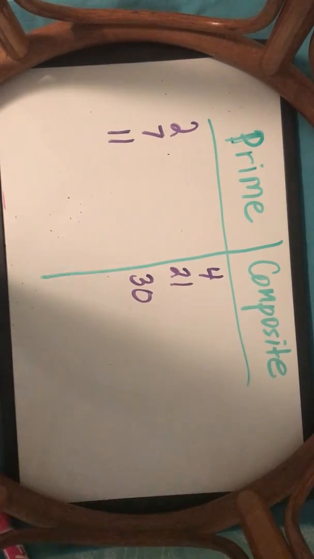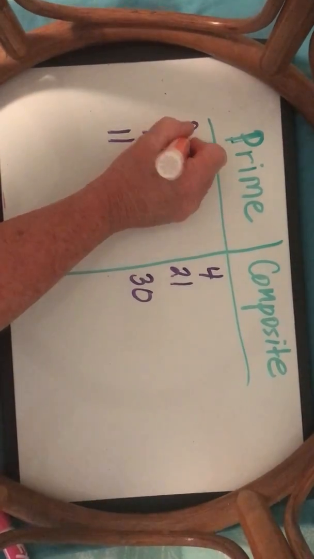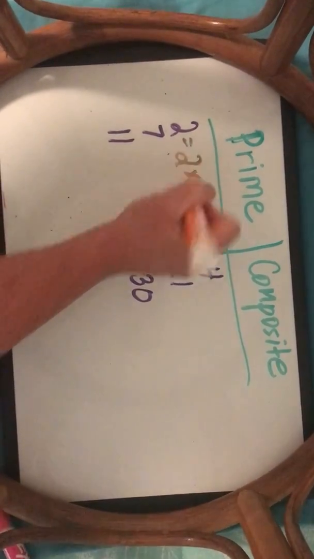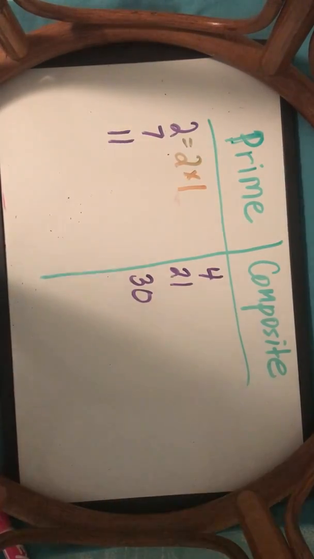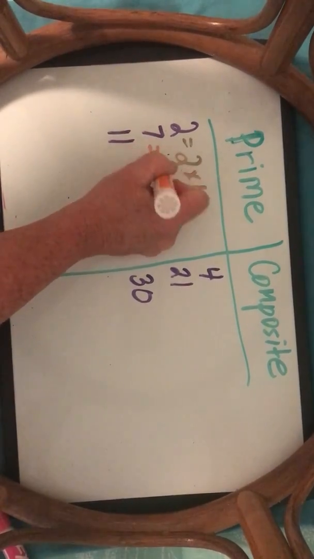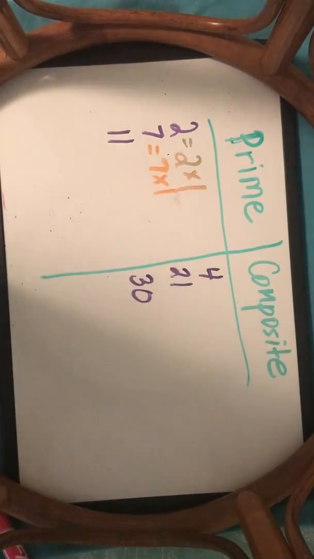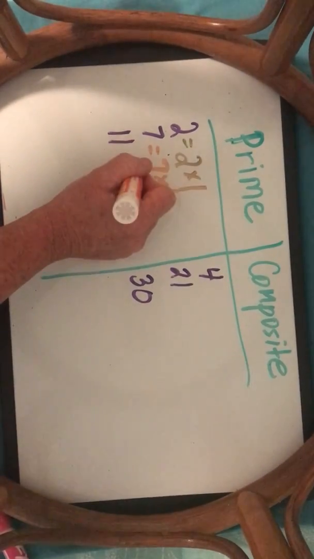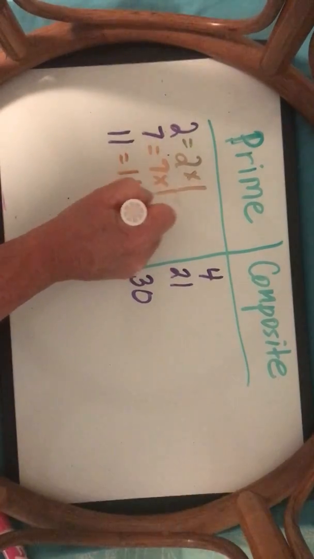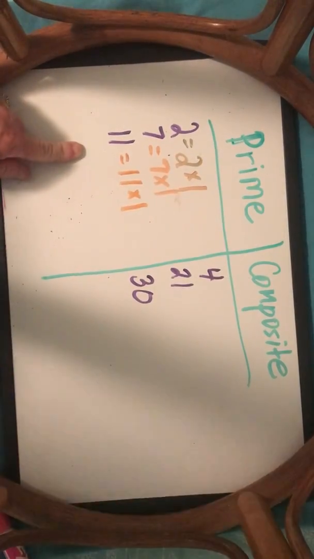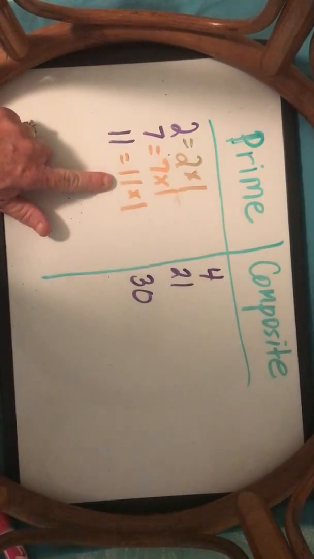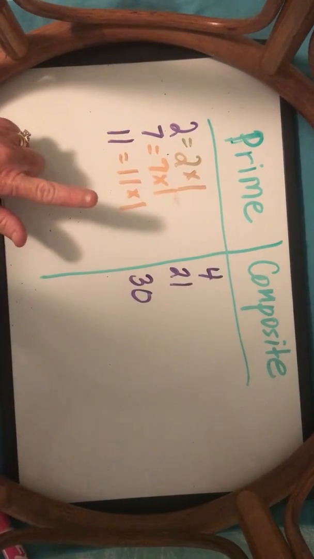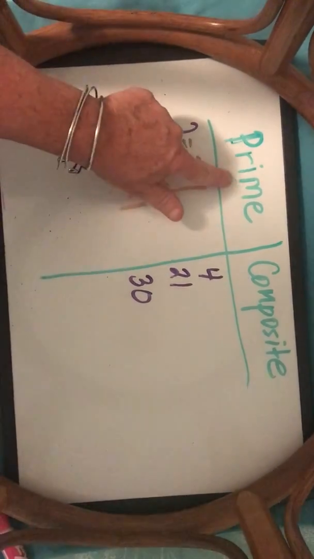Okay, what are the factors of 2? The only factors of 2 are 2 times 1. We don't have any other factors, no two other numbers that can multiply together to get 2. What about 7? Well, we have 7 times 1. Is there any other numbers that could multiply together to get 7? No, there's not. What about 11? We've got 11 times 1. All of the prime numbers only have these two factors, 1 and itself. If a number only has factors that are 1 and itself, it's called prime.